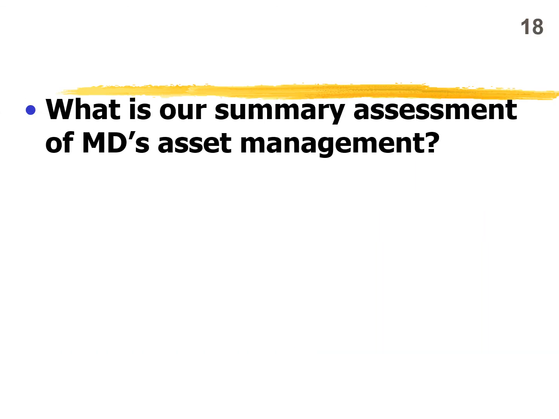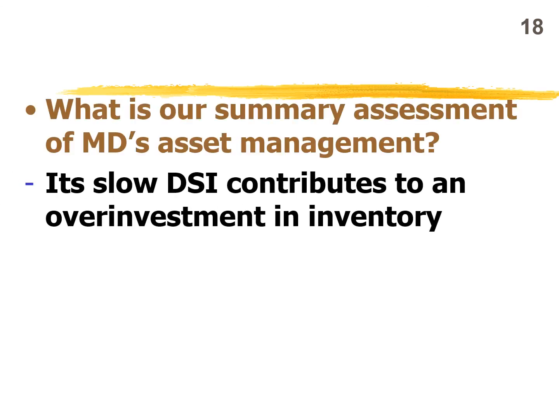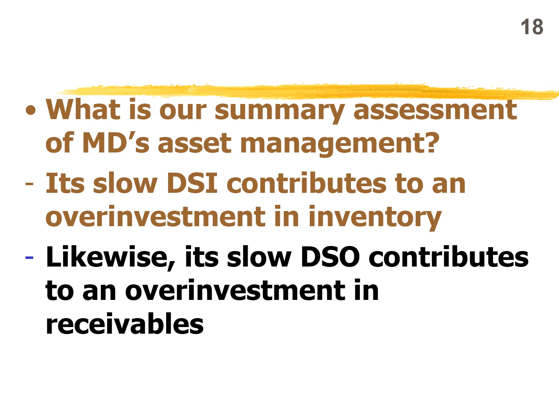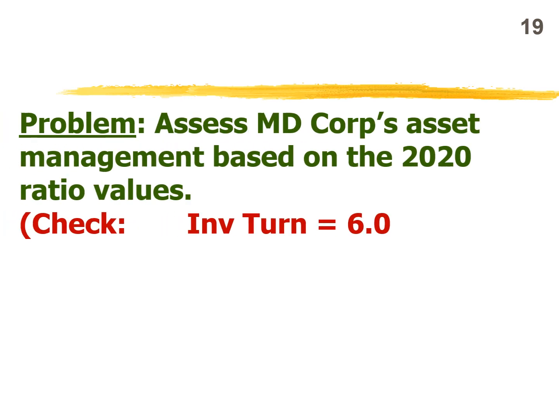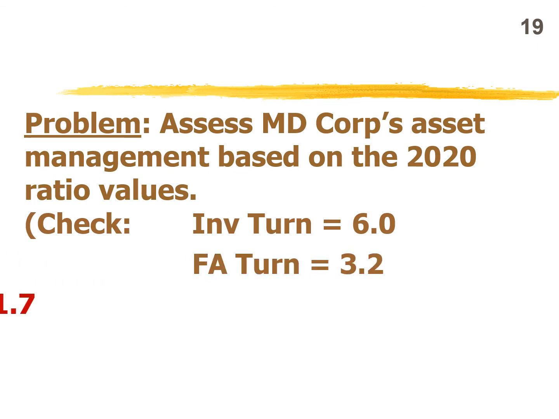What is our assessment of the efficiency of MD's management? We learned earlier that days sales in inventories was long or slow, and that causes inventories to be higher. And we also noticed that days sales outstanding is longer than average, and that contributes to the overinvestment in receivables. And these appear to be the two weaknesses in the efficiency of management. So all of these ratios are somewhat interconnected. Try the following problem for the prior year.